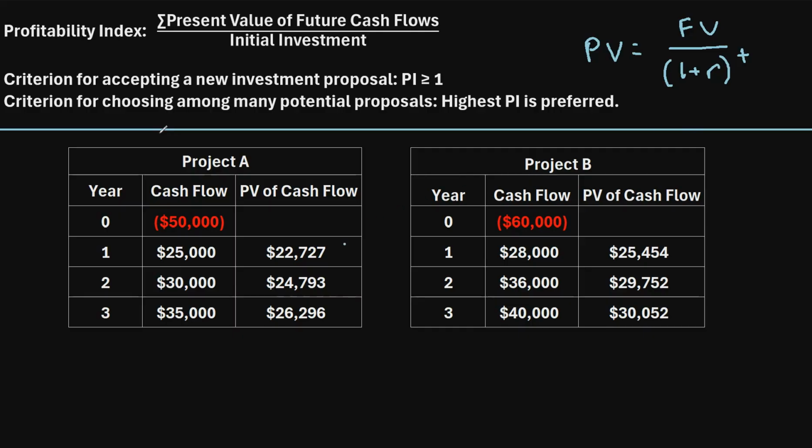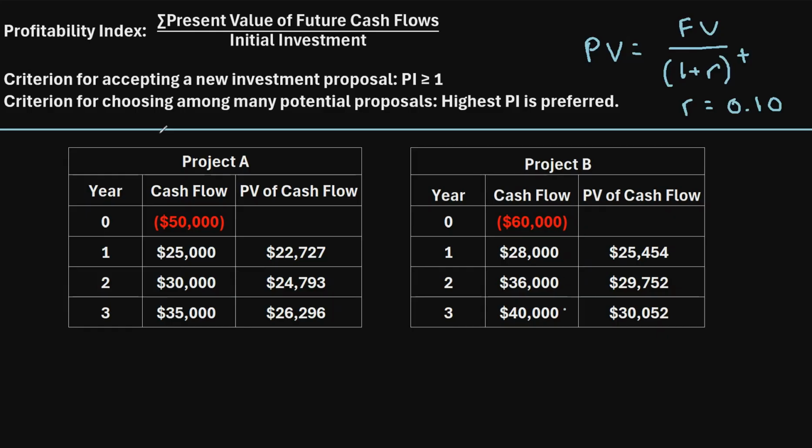So for this example, when calculating the present value, I've used an R value of 0.10 or 10%, so a 10% discount rate. If you plug in $25,000 for the future value, and we divide that by 1 plus 0.1 to the power of 1, since it's year 1, we end up with $22,727. So that's the present value of this $25,000 1 year from now. And I've repeated that calculation for year 2 and year 3 to get the present value of both of those cash flows. Then we can do the exact same thing with Project B.